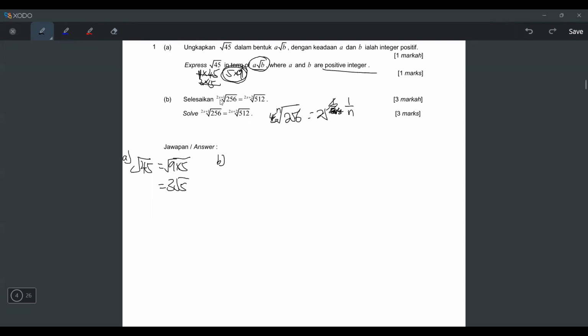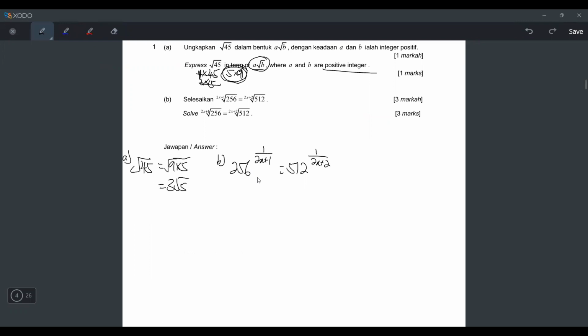But now it's 2x plus 1. So it's actually 256 power 1 over 2x plus 1, equals to 512 power, same thing here, 1 over 2x plus 2. Okay, that's how you do it. All right, so let's erase this. Now we can focus on doing this.